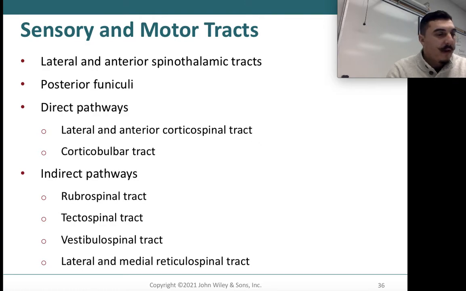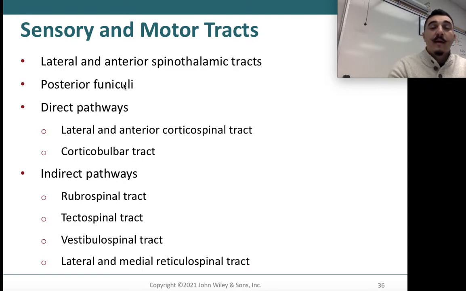Okay, so we are on page 633. We're going to talk about sensory and motor tracts: information that we're sending and information that we are receiving. That information can be automatic, or it can be voluntary, like on purpose, that we have to do. Sorry, I lost the word. But anyway, we have the lateral and anterior spinothalamic tracts. So we have these tracts that we're going to talk about.